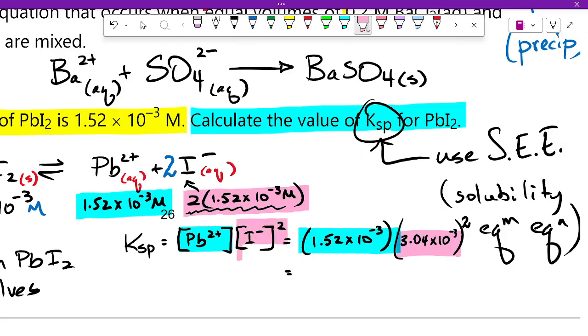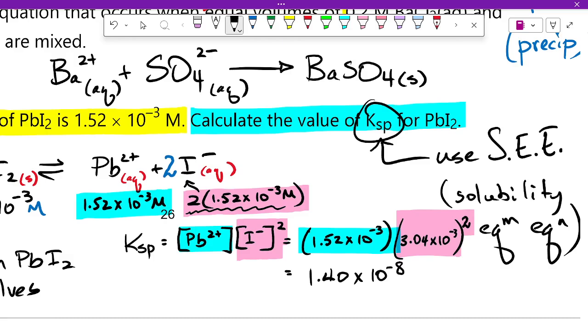We need to square our iodide, so we're squaring the iodide. And then we get 3.04 E negative 3 squared times 1.52 E negative 3 equals 1.40 times 10 to the negative 8.